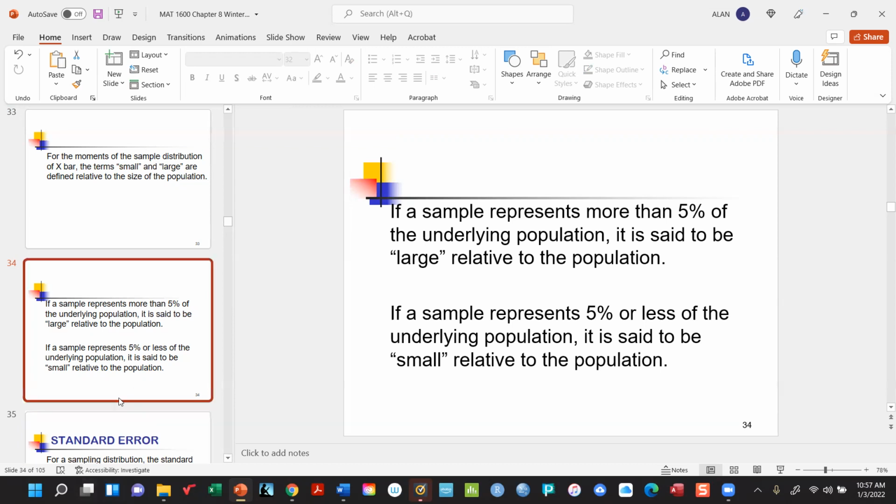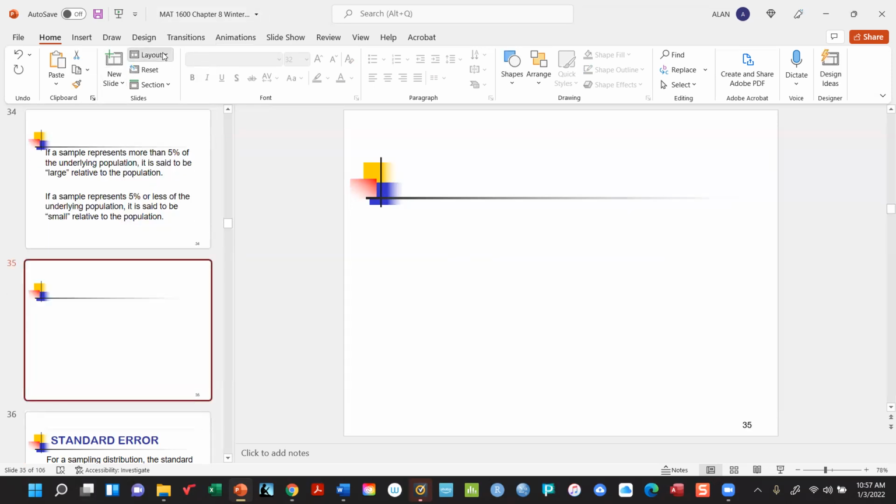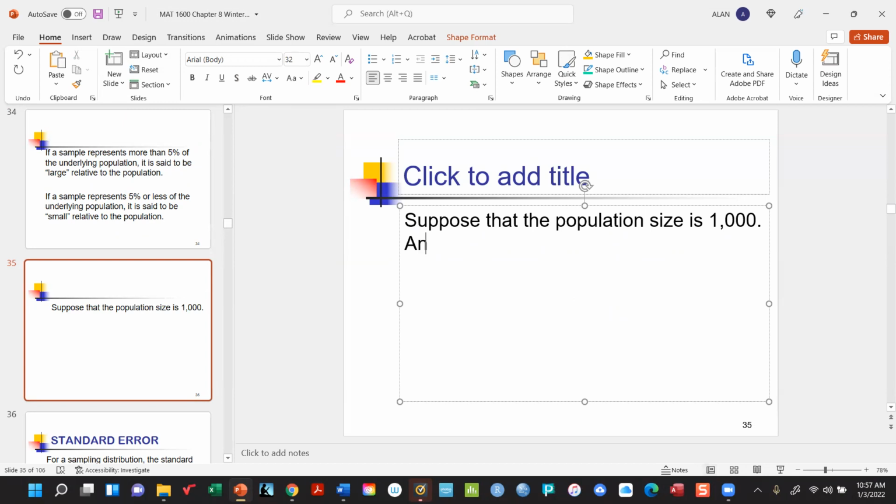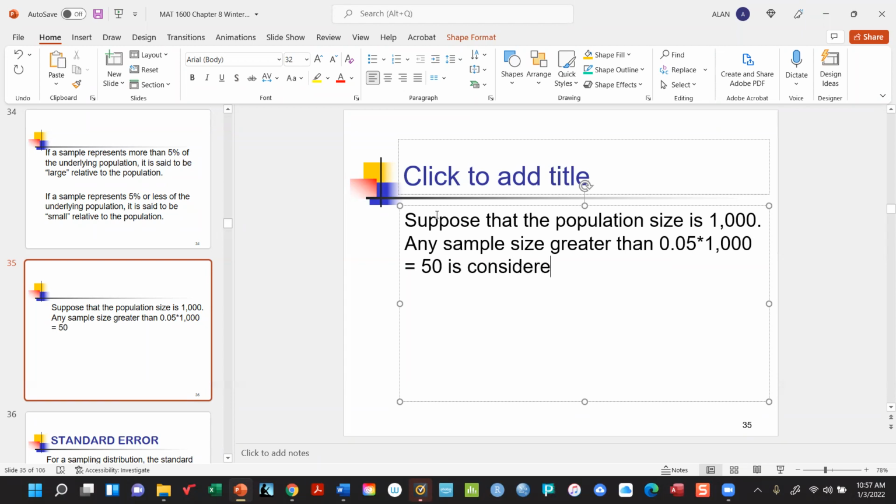So let me just throw a quick numerical example in there, so you can really see what this is all about. Suppose that our population size is 1,000. Any sample greater than 50 is considered to be large relative to the population.